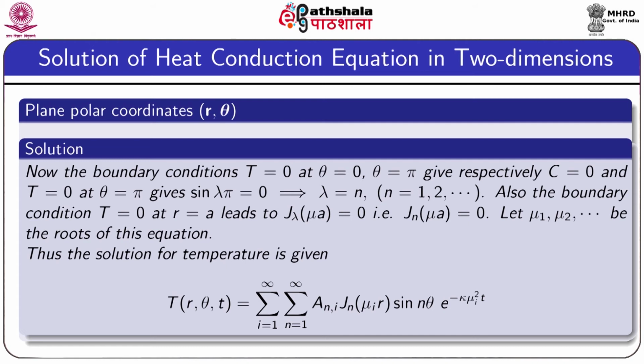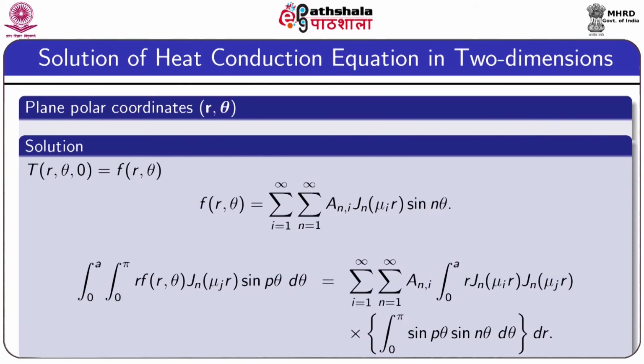Now to find the values of a n i, we need to use the initial condition, which is written here, capital T of r, theta, 0 equals small f of r, theta. So if we use this initial condition, we obtain f of r, theta equals sum over i, sum over n, a n i J n mu i r sin n theta.